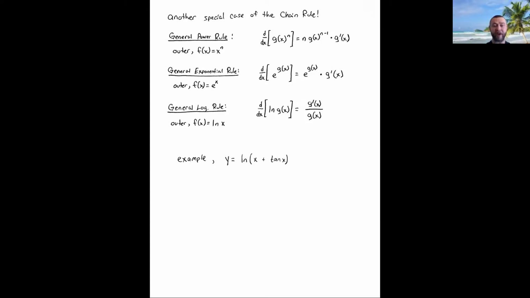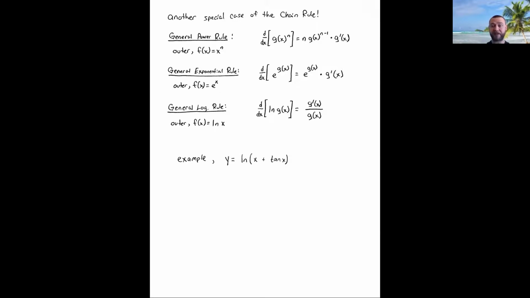All right, let's take a look at a quick example putting that to use. Let's go through the example finding the derivative of ln, natural log, of x plus tangent x. So all we really need to look at is the derivative of the inside, x plus tangent of x, and apply the general log rule.